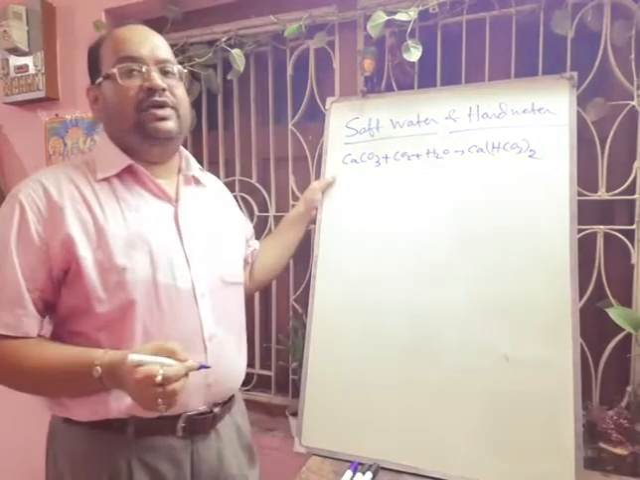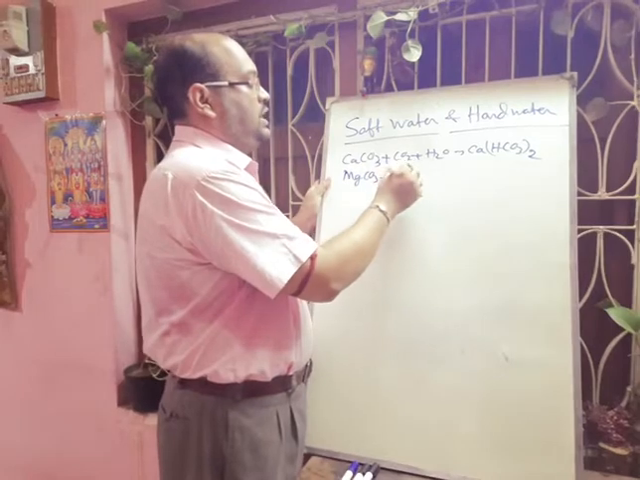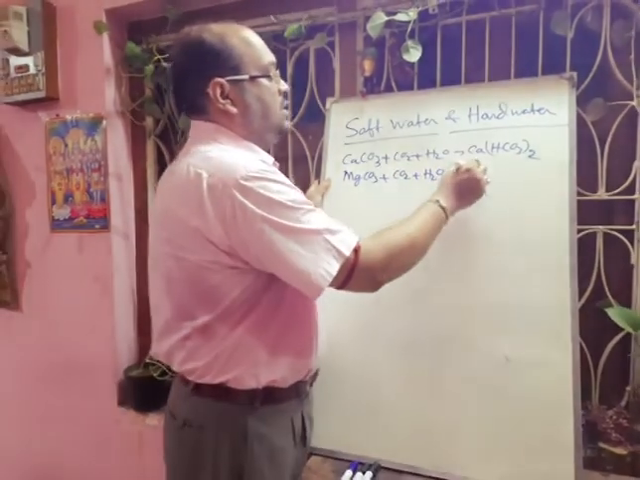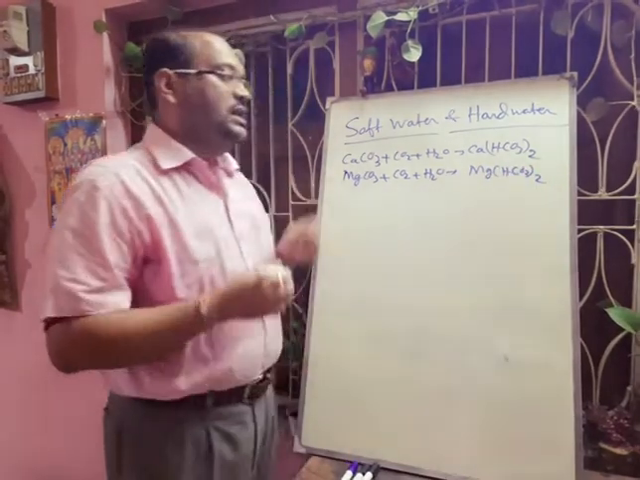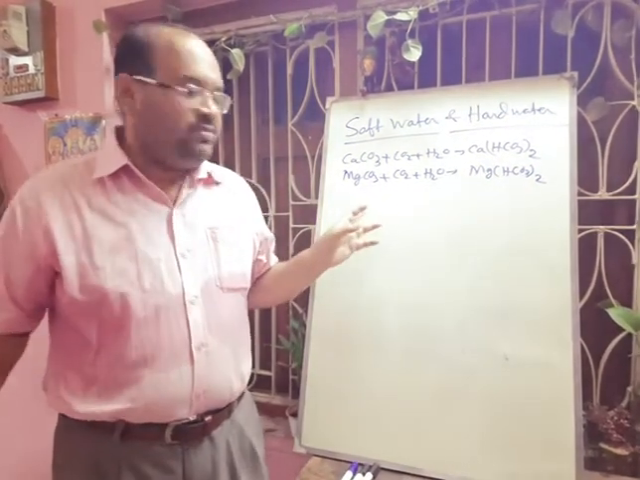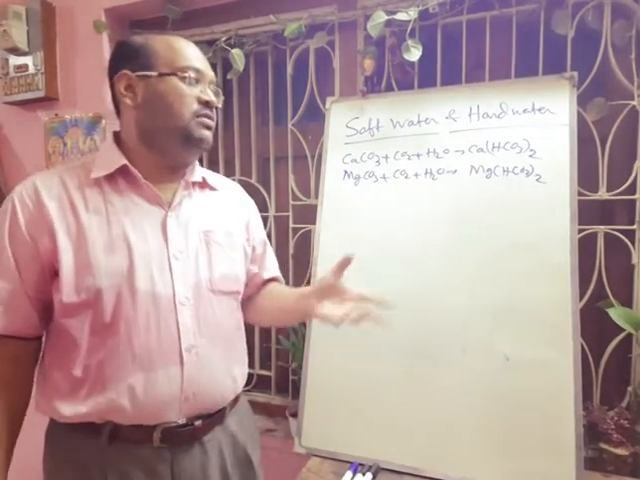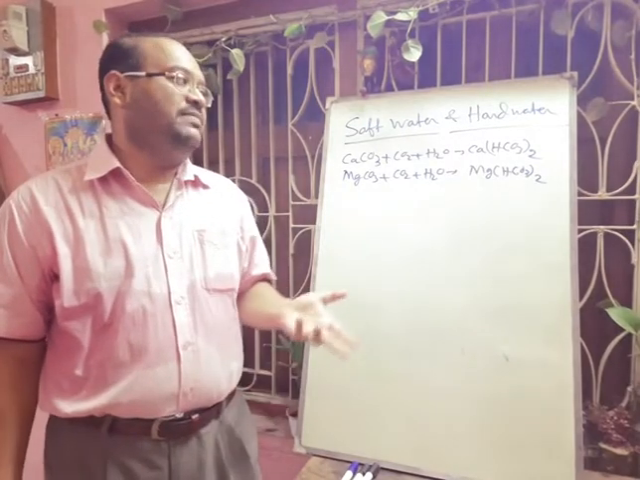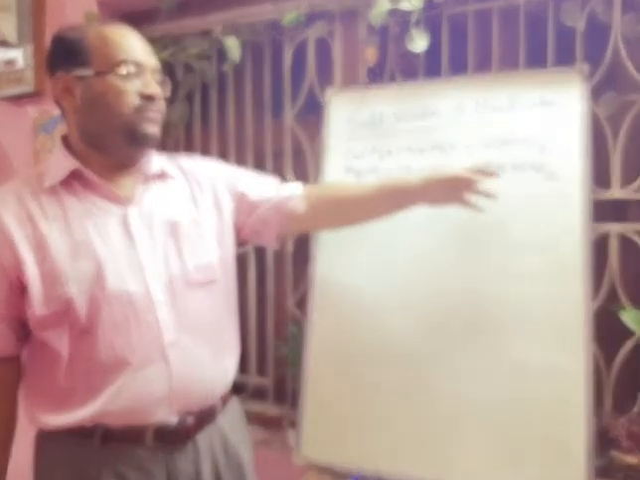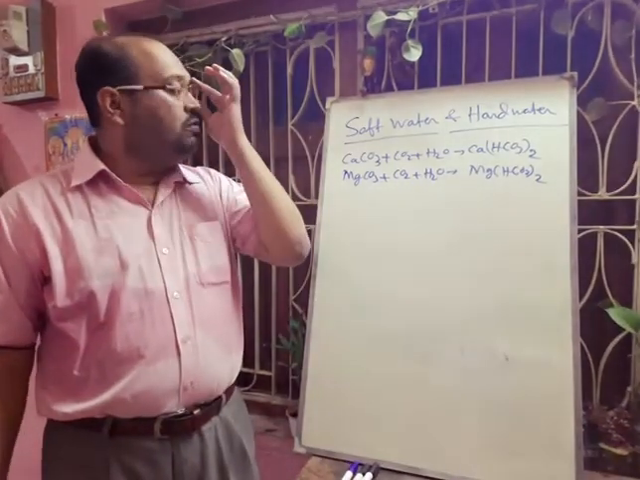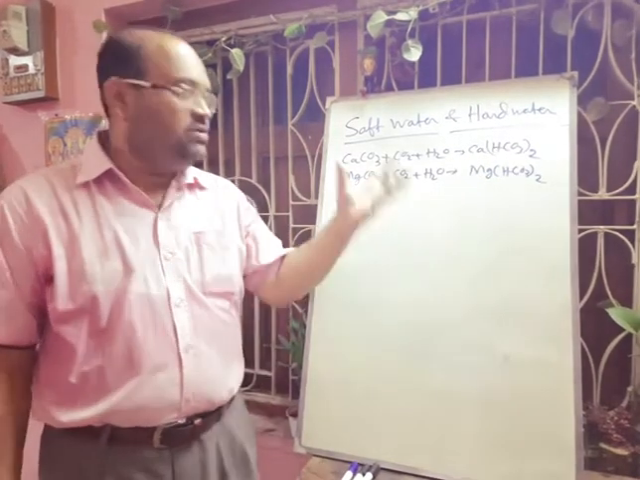Okay, in the same way magnesium carbonate also reacts with carbon dioxide and water, forming magnesium bicarbonate. So when this calcium bicarbonate or magnesium bicarbonate forms, definitely the water will become hard. Actually what is happening, when you are using soap, that soap will precipitate this calcium and magnesium. Soap will react with this calcium and magnesium and it will be precipitated.